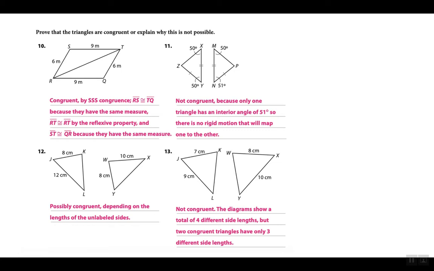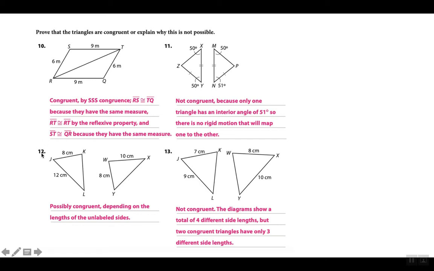All right, by the way, notice what they put for number 12, because I'm pretty sure on your homework assignment there's a question that has that answer. The answer they didn't put not congruent, they put possibly congruent, depending on the lengths of the unlabeled sides. That's on your homework. All right. So make sure you realize that. Why? Because we don't know what the third side in each one measures, so it might be congruent. We can't tell for sure.